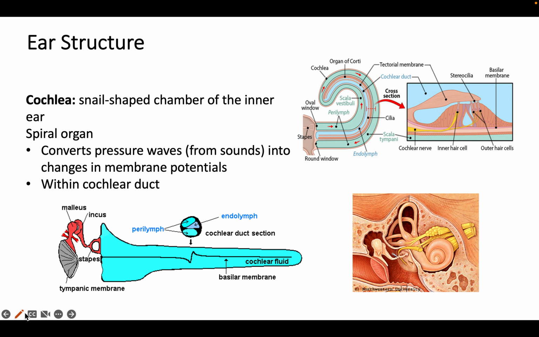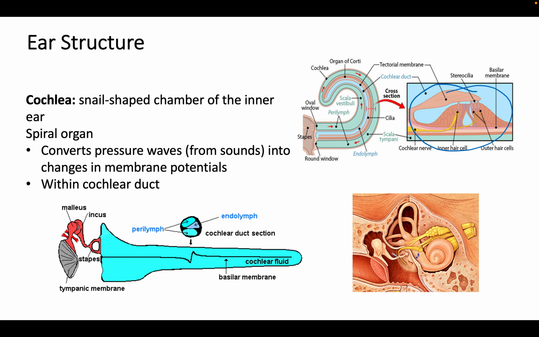When we're looking at our cochlea, it is this spiraled, snail-shaped organ in our inner ear, and it contains something known as the organ of Corti, sometimes known as the spiral organ or the spiral organ of Corti. This organ of Corti is this whole structure that we see up here.